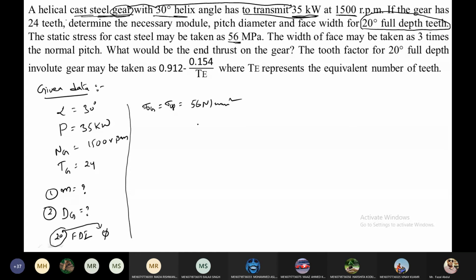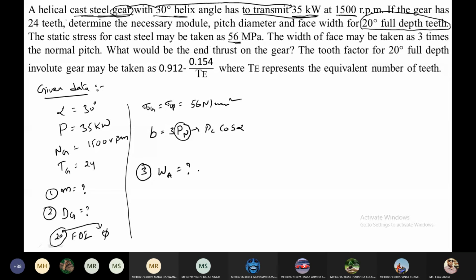Width of the face, the question itself says, may be taken as 3 times the normal pitch, Pn. So what is Pn, normal pitch? Pn equal to Pc into cos alpha. This one you have to remember, I already explained in the previous class. And what should be the end thrust of the gear? Third question. Means axial thrust on the gear, Wa is equal to how much?